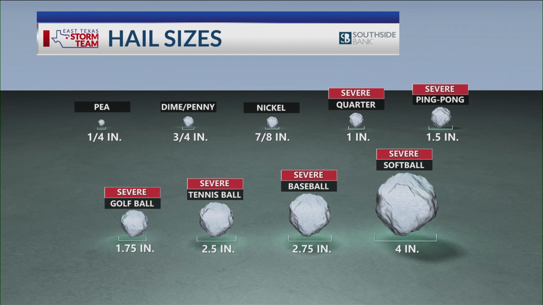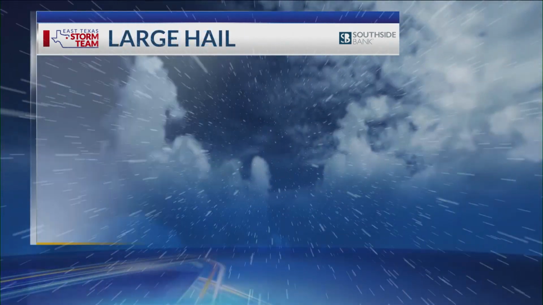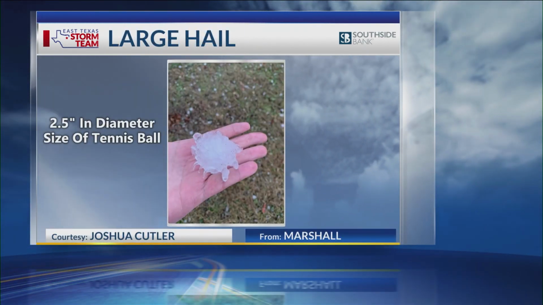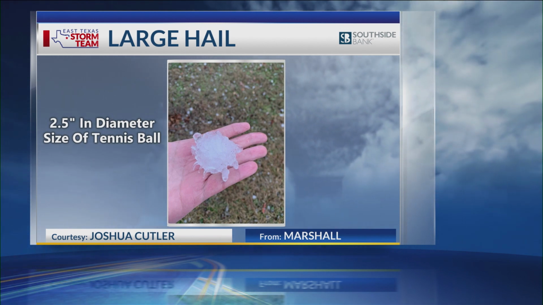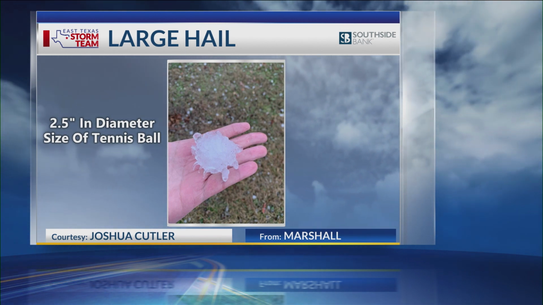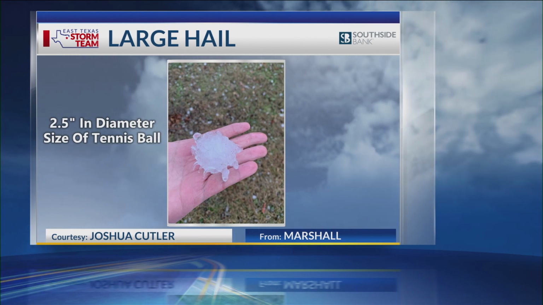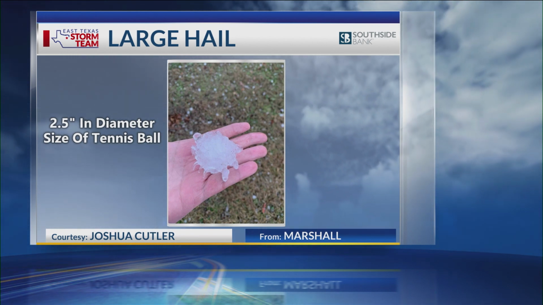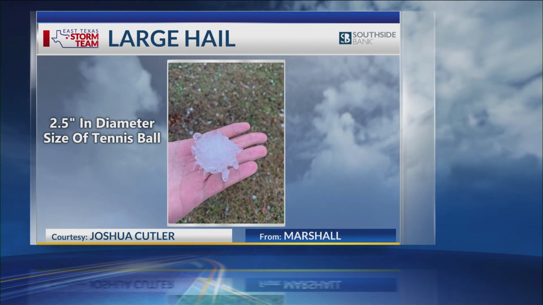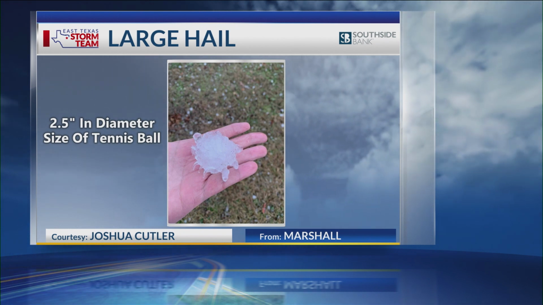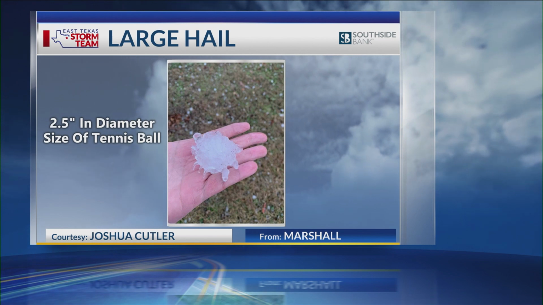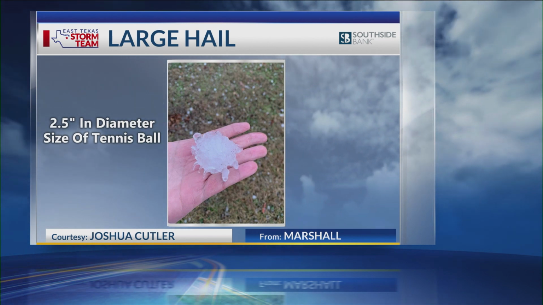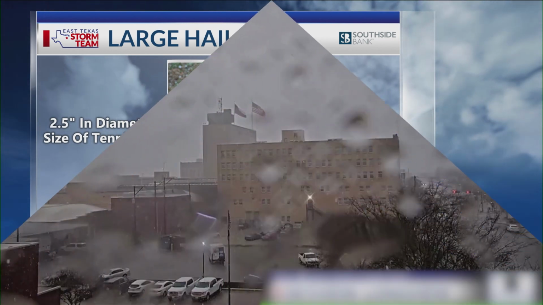Now, we don't often see softball-sized hail here in East Texas. However, we've seen our fair share of large hail. A couple of years ago, our friend in Marshall sent this to us. This is from Joshua Cutler, and he saw about 2.5 inch diameter hail. Now, imagine very quick and heavy moving tennis balls falling from the sky. This is exactly why you need to seek shelter if there is large hail falling from the sky.